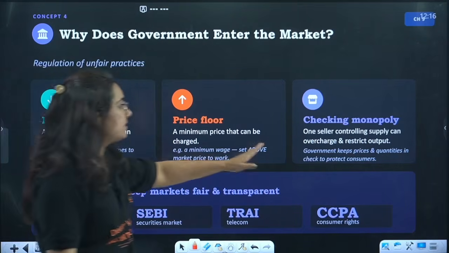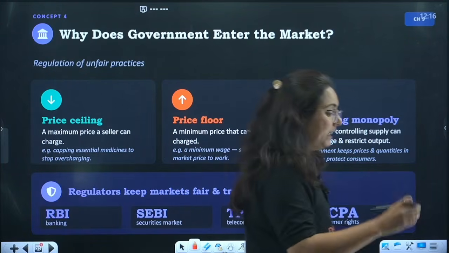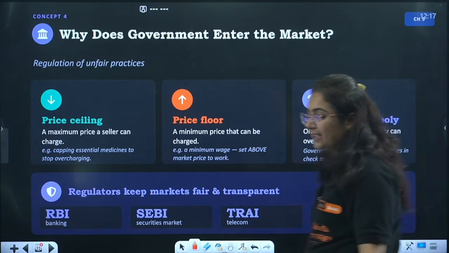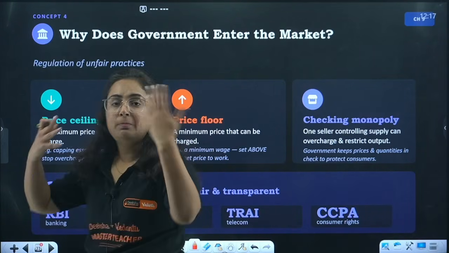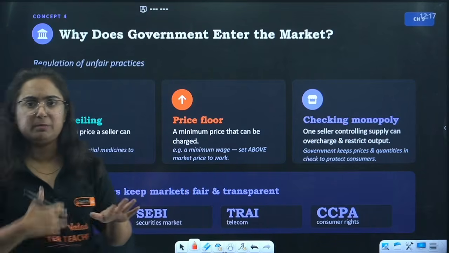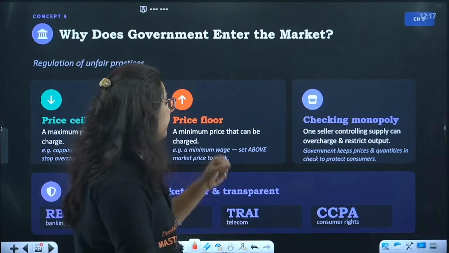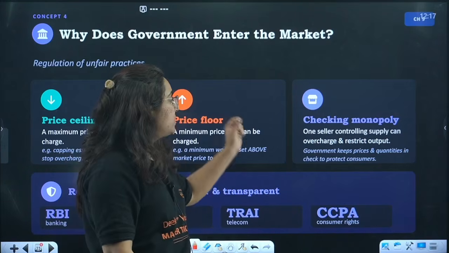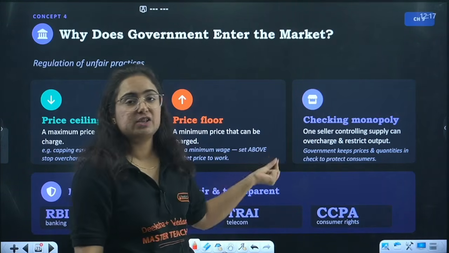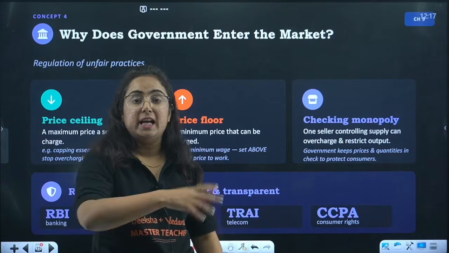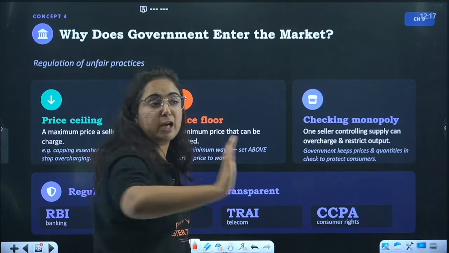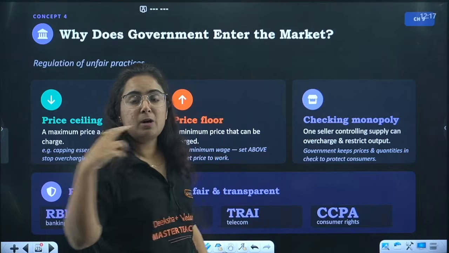Okay, next is about checking monopoly. Why is this very, very important? What happens, beta? One seller is benefited by certain things, like he might be rich, he might have industries, and so on. He is facilitated with making more products. So what happens? He controls the supply, overcharges and restricts the output. As he has all the supply of a single product, he can hoard it. He can stop it from coming into the market.